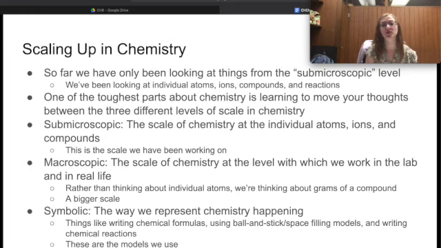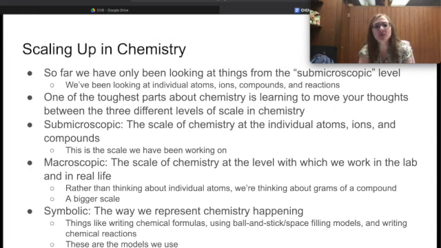However, we also need to be able to move to the macroscopic level of chemistry, right? So this is the scale of chemistry where we're working in the lab. Rather than thinking about individual atoms, we're thinking about grams of a compound, like when we measured about 2 grams of our sand and salt mixture the other day. It's a bigger scale. We weren't counting all of those little individual particles the entire time, right? Even though we wanted to track and make sure we were keeping every single salt ion and every single sand particle, we weren't doing it by counting individual atoms. We were doing it by taking the mass and seeing how much we had overall. So that's the macroscopic scale. This is our lab scale level chemistry.